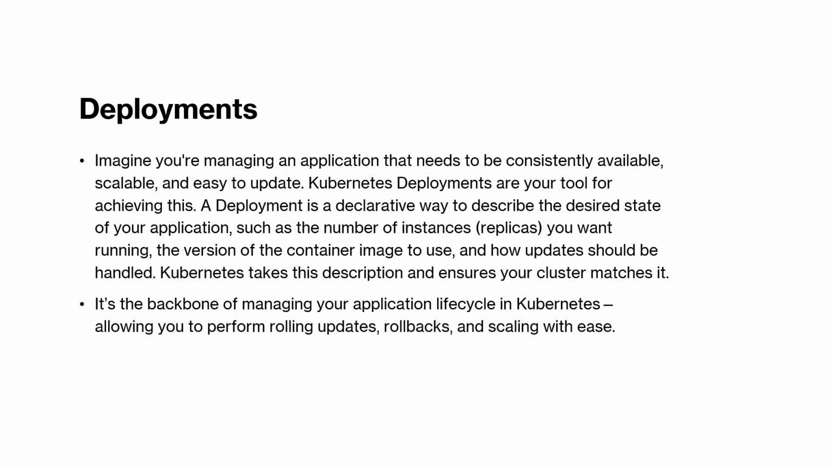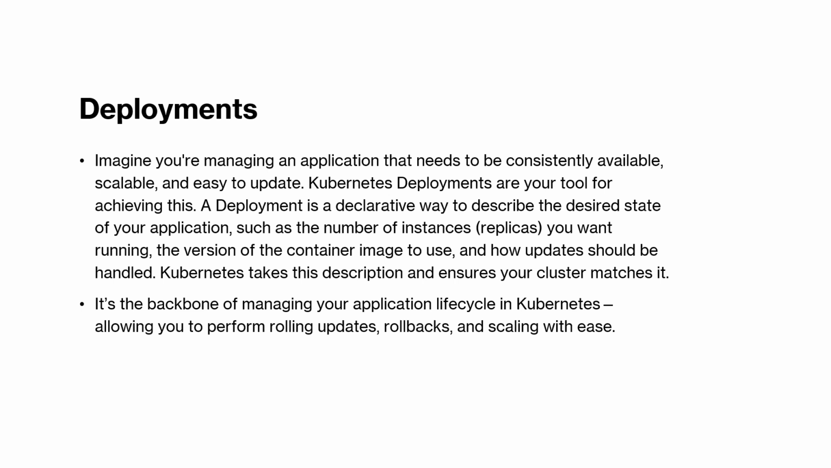It's the backbone of managing your application lifecycle in Kubernetes, allowing you to perform rolling updates, rollbacks, and scaling with ease. Why use deployments? Picture this: your application is growing, and you need a system to handle change. Deployments address key use cases, including scaling applications. Automatically scale the number of replicas up or down based on load. Rolling updates. Seamlessly update your application without downtime, rolling out changes incrementally. Version rollbacks. Revert to a previous version if something goes wrong. Self-healing. Automatically replaces failed instances to maintain availability. They act as the middleman between your application's desired state and the actual state of the Kubernetes cluster.